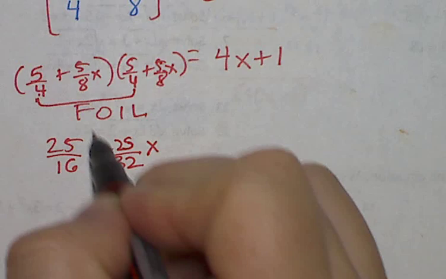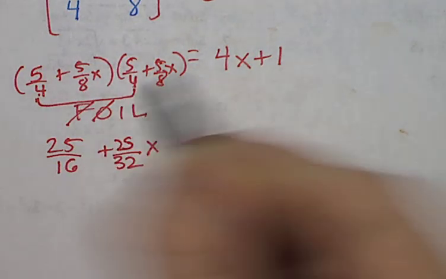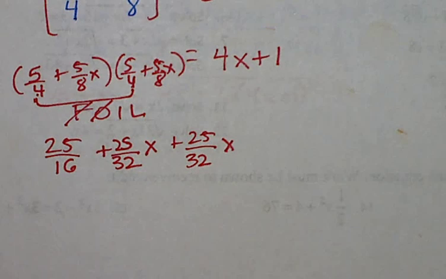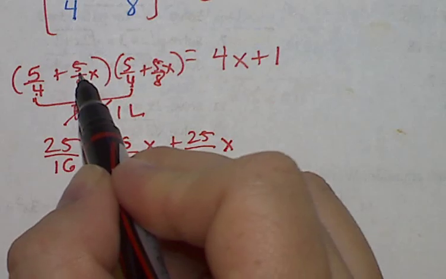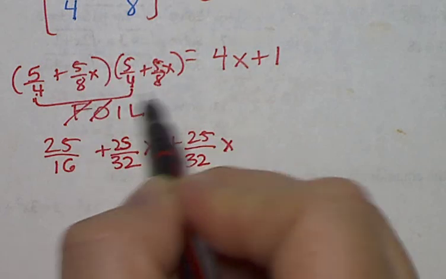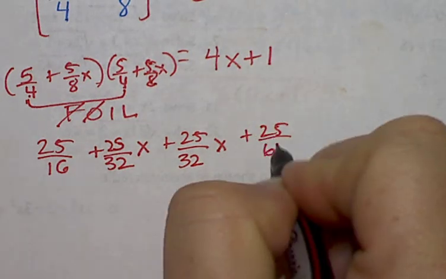Okay, so I've done the front, I've done the outside. Now the inside, same thing. 25 and 32 with an x. Now the end. This is going to be 25 and 64, but you have two x's. So plus 25 over 64 with an x squared.